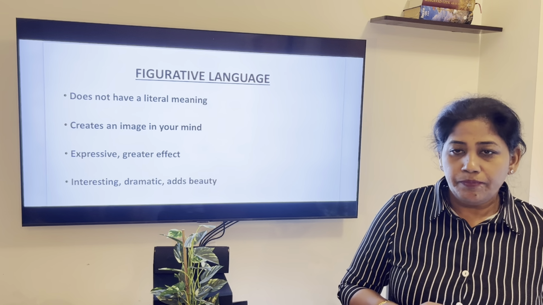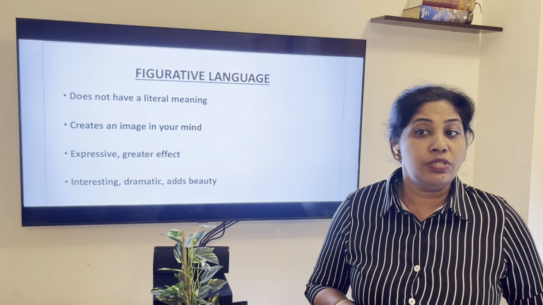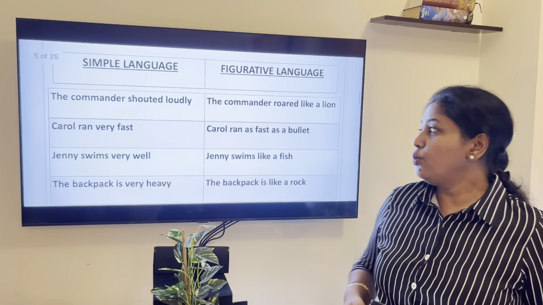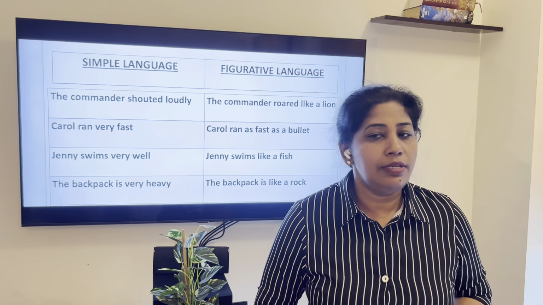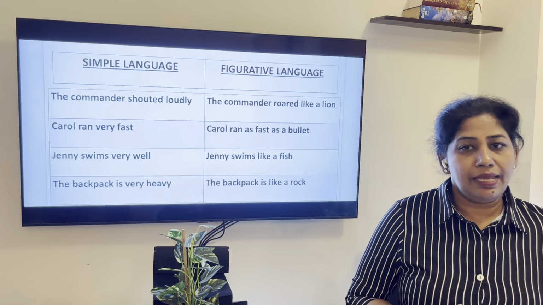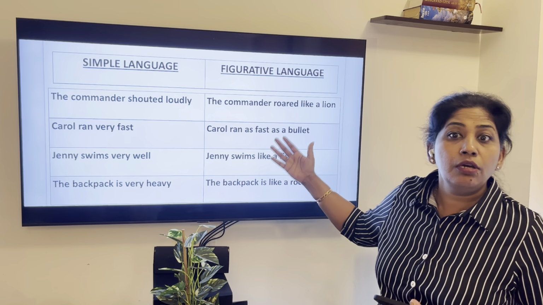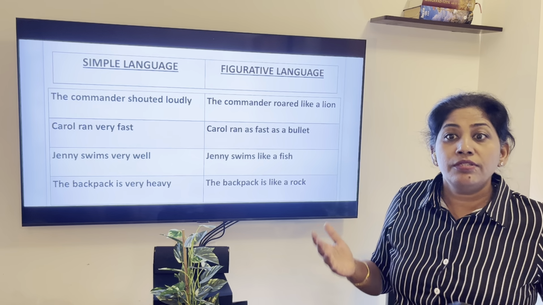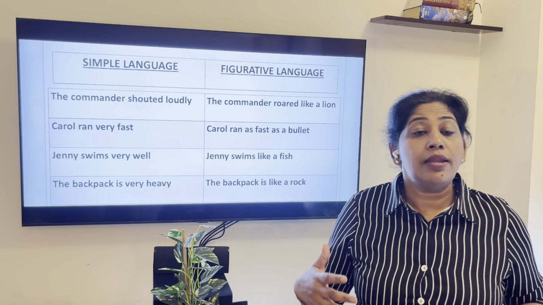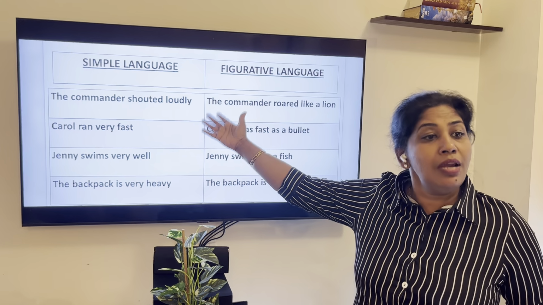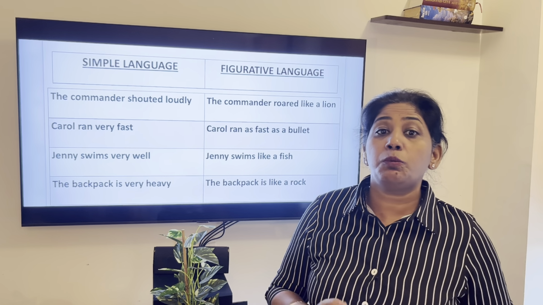Okay? So now let's see how we can change a simple language to a figurative language which adds more beauty and makes it more interesting. So let's take a few examples here. Simple language. If we say, the commander shouted loudly. Commander shouted loudly. Simple language. Is there a comparison here? No. But if I say the commander roared like a lion, there is a comparison here. The commander is compared to that of a lion and he roared like a lion. That means he shouted loudly. But we use figurative language to make our text more interesting, more expressive.